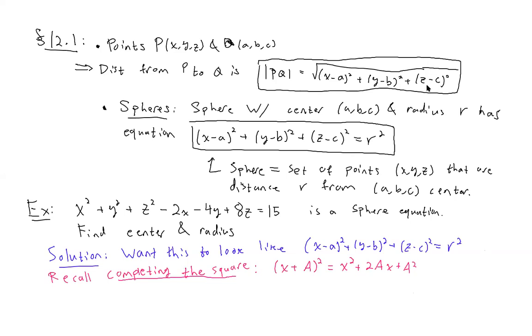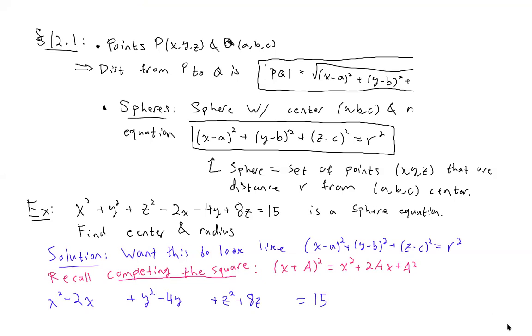So in this case, what do we have? We have that x squared minus 2x, I don't know what comes next, I'm going to leave that blank, plus y squared minus 4y, I don't know what that is, I'm going to leave that blank, plus z squared plus 8z, I don't know what that is, I'm going to leave that blank, equals 15, and a whole bunch of stuff on the other side of it.